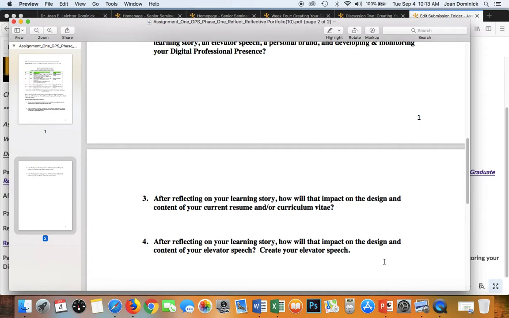And number 4, after reflecting on your learning story, how will that impact the design and content of your elevator speech? Create an elevator speech. That's just a short introduction of yourself. So I hope this helps.